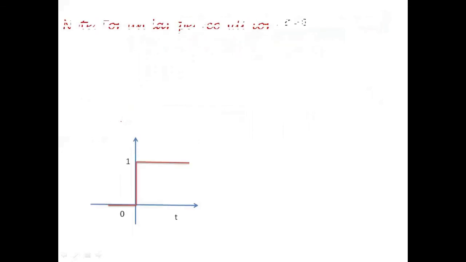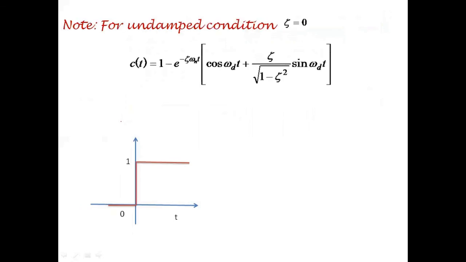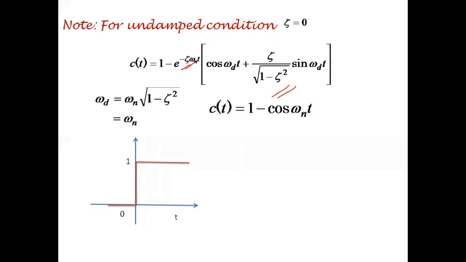So moving on to the next session, for an undamped condition, we know that zeta is equal to 0. From the response which we have obtained for c(t), if I substitute zeta equal to 0, e to the power 0 becomes 1, and the second term completely becomes 0. So my response will be 1 minus cos omega d t. But we know that omega d is equal to omega n into square root of 1 minus zeta square. As zeta is equal to 0, omega d will be equal to omega n. That is the reason why I have written it as 1 minus cos omega n t.